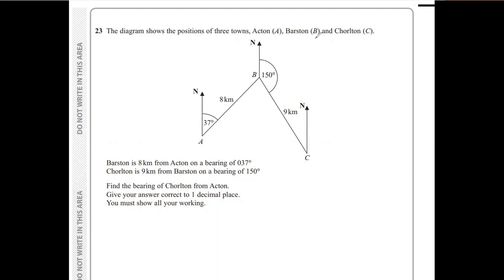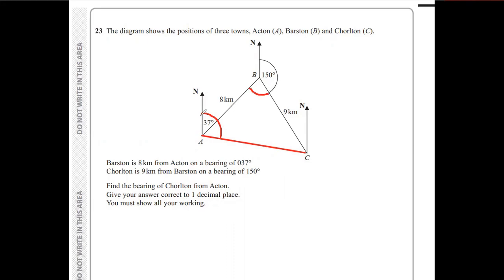So from A, if I draw the line from A to C like this, and the north line above A is already drawn. So basically, we need to work out this angle here. Find the bearing of Chorlton from Acton, give your answer correct to one decimal place. Right, at the moment, we cannot work out any other angle within the triangle ABC other than this one here. And how can we work out this angle here at the moment?